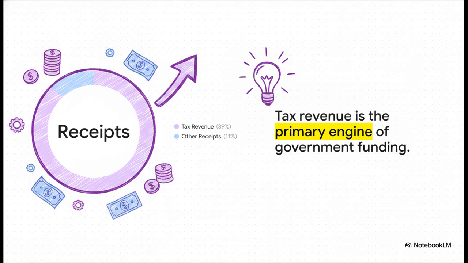When we talk about government receipts, we really aren't looking at some perfectly diversified portfolio of equal revenue streams. Just look at that massive 89% slice. Tax revenue accounts for roughly 89% of all public receipts for the central government. The remaining 11%, well, that's literally everything else. Dividends, interest, fees, the whole shebang. So if you want to understand national finance, you absolutely must master taxes, because tax revenue is, without a doubt, the undisputed primary engine of the government.